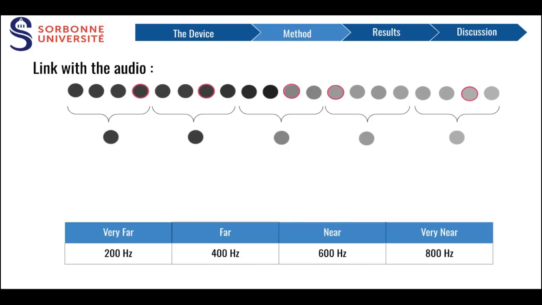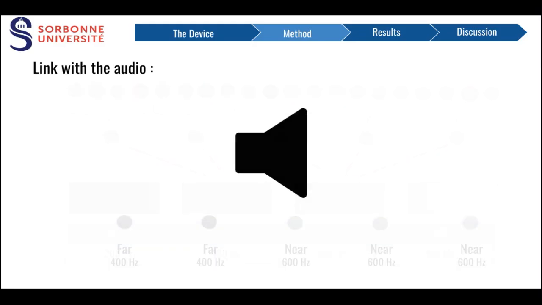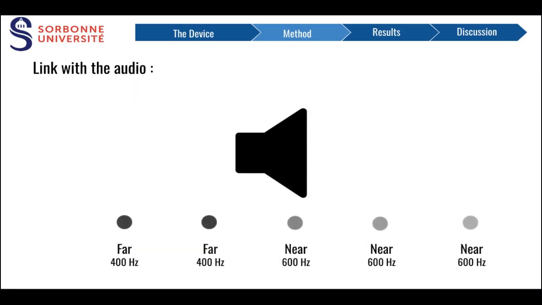To do this, we associate our colors with one of these categories. Very far, far, near, very near. To know which category our color falls into, we associate a color interval with each category. Our audio will be the following sequence of sounds: far, far, near, near, near, near.